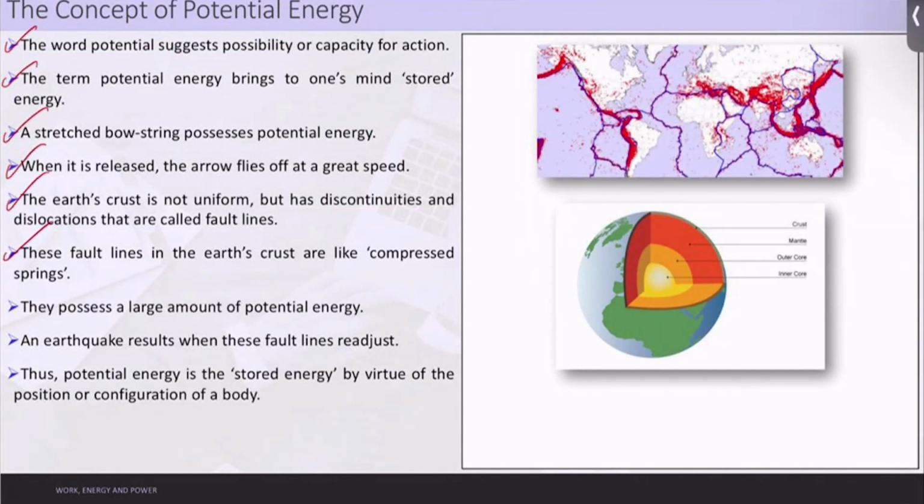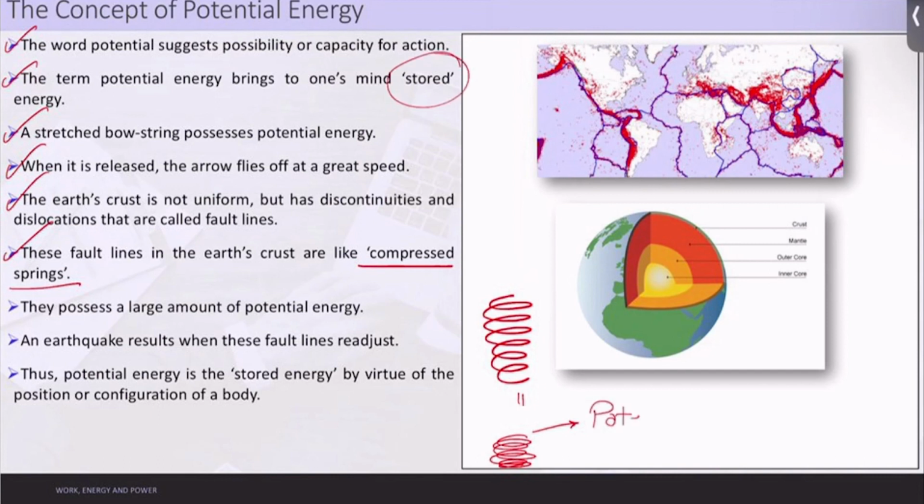These fault lines in the Earth's crust are like compressed springs. Let us say this is an open spring, and if I compress it, it will look like this, correct? So we say that it has some stored energy, some potential energy stored in it. If we compare the same thing with these fault lines, we can say that these are nothing but compressed springs. That means they have some energy inside them.